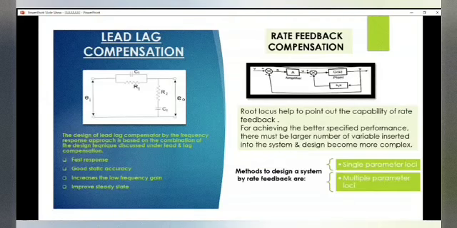Here is the last one, lead lag compensation. Basically, the design of a lead lag compensation by the frequency response approach is based on the combination of the design techniques discussed under the lead and the lag compensation.